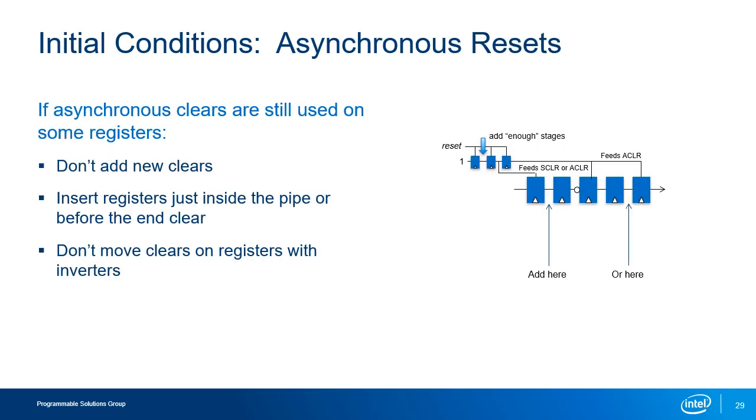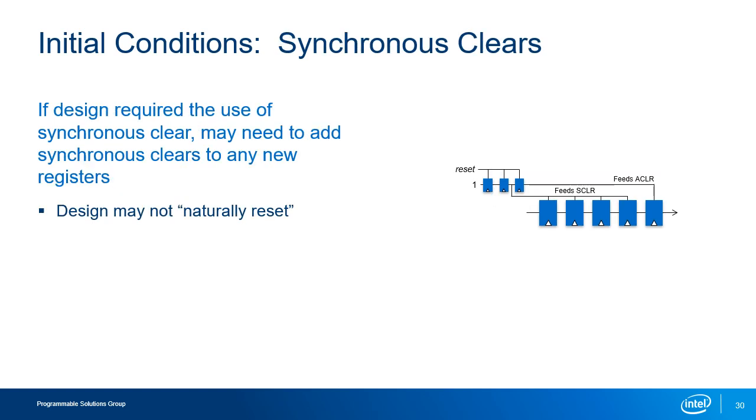Similarly, if you use asynchronous resets on any of the intermediate registers in the data path, then use care when adding new pipeline registers. You should try to add the new registers in locations such that the new registers themselves do not need asynchronous resets, and so that you do not have to move the existing asynchronous reset signals. If you continue to use synchronous clears on your design, then make sure that any new pipeline registers you add also have synchronous clear controls on them. This is due to the fact that your logic is more than likely not designed to naturally reset, so your new registers need the synchronous clears to protect your initial conditions.